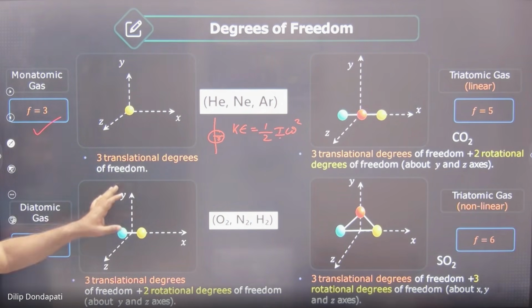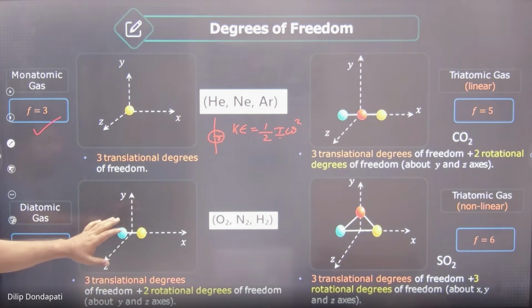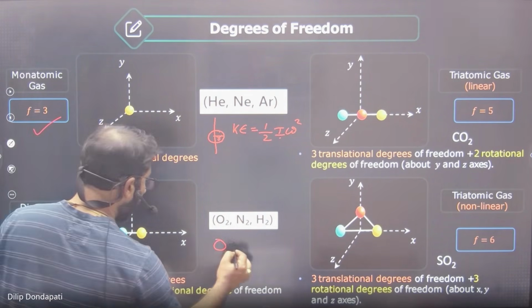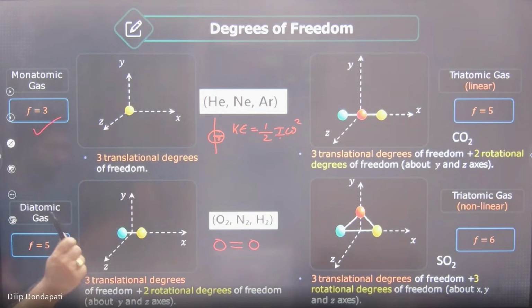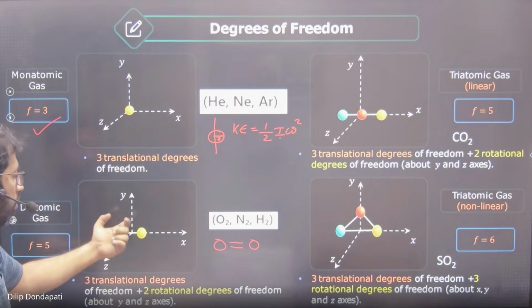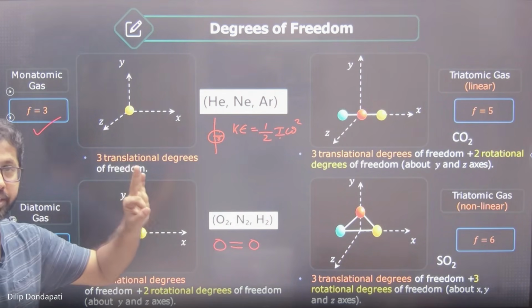Similarly, coming to the diatomic molecule. Examples are oxygen, nitrogen, hydrogen. Oxygen has a double bond. First, translation: it can move in x direction, in y direction, and in z direction. That means 3 kinetic energies are there.